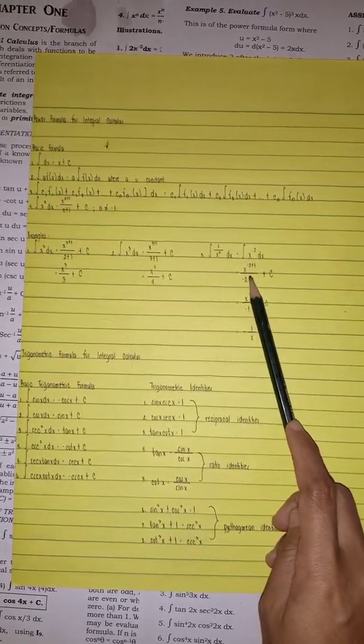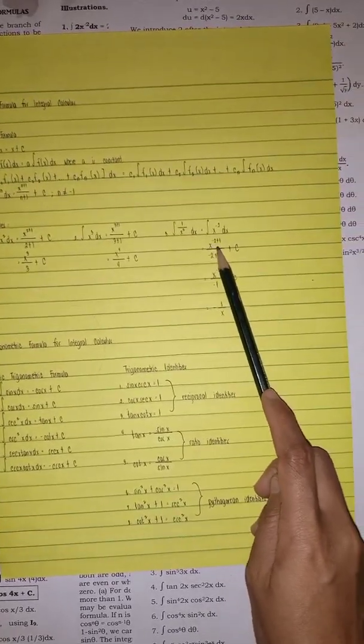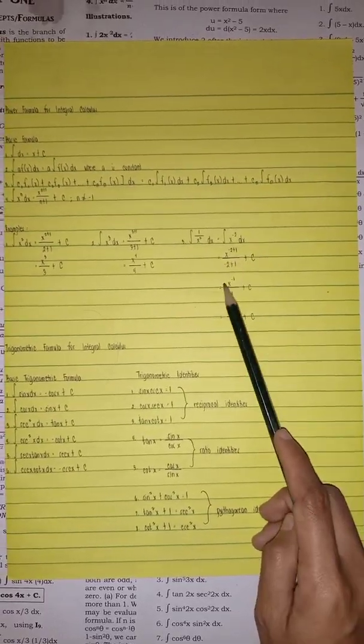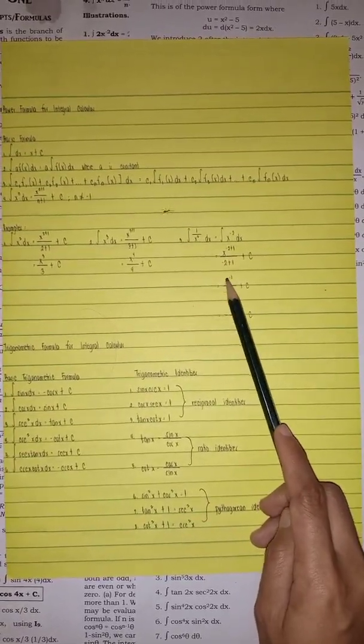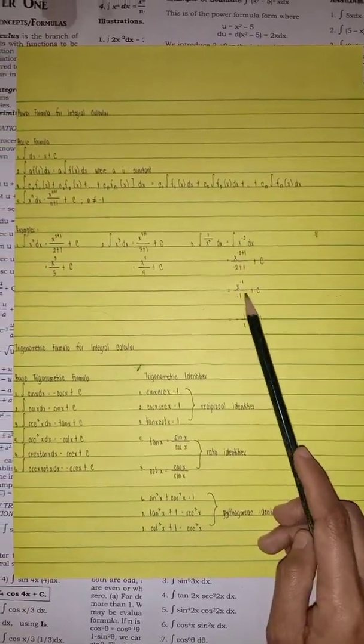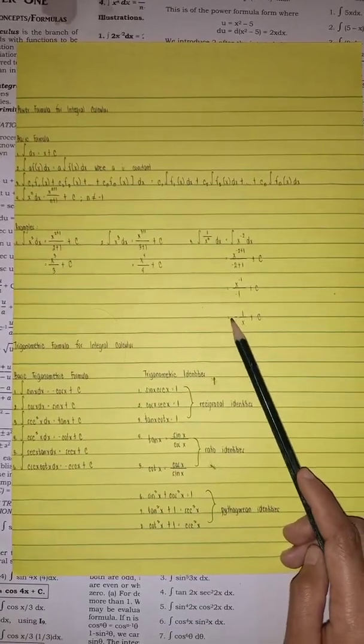Therefore, we have x raised to negative 2 plus 1 over negative 2 plus 1 plus c, which is equal to x raised to negative 1 over negative 1 plus c, or negative 1 over x plus c.